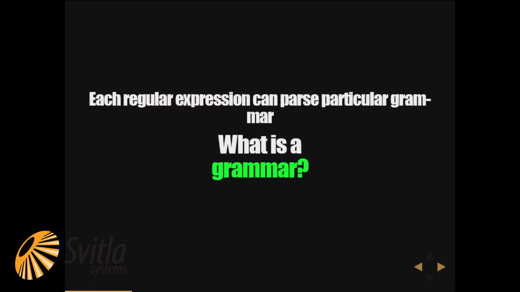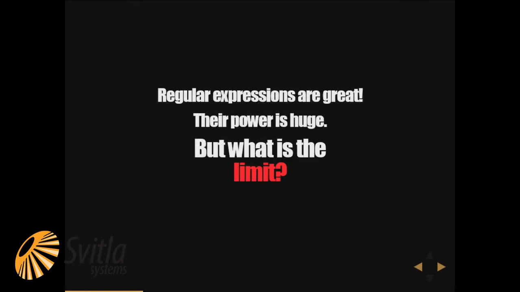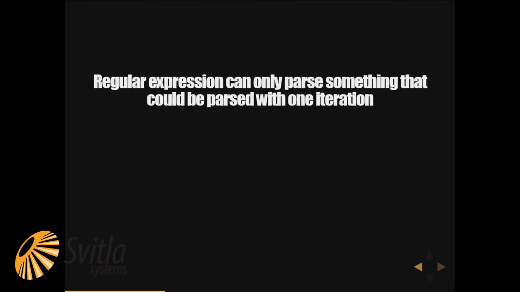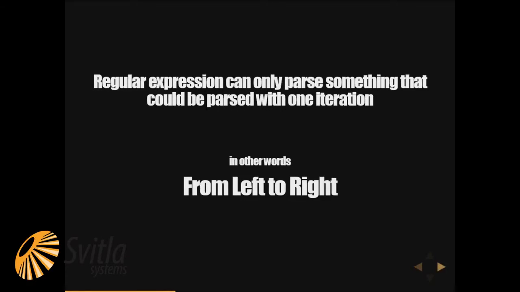So each regular expression can be built to describe a particular grammar. So what is grammar? And also, if regular expressions are so great, why can't we parse everything with regular expressions, like JSON? Why don't we parse JSON with a regular expression? Well, the answer is that a regular expression can only parse regular grammars, which is obvious, right? And so what about non-regular grammars? In order to define that, I can say that a regular expression can only parse things that can be parsed with one iteration, in another way, from left to right.